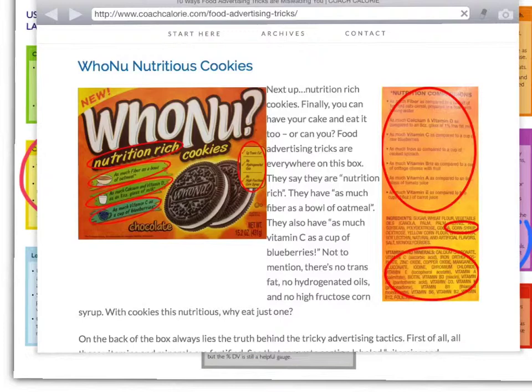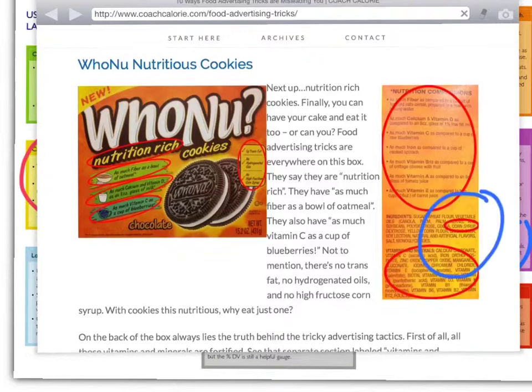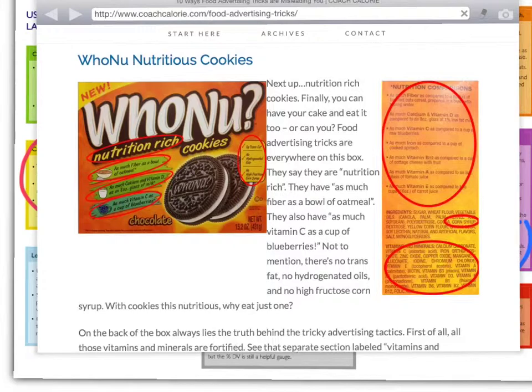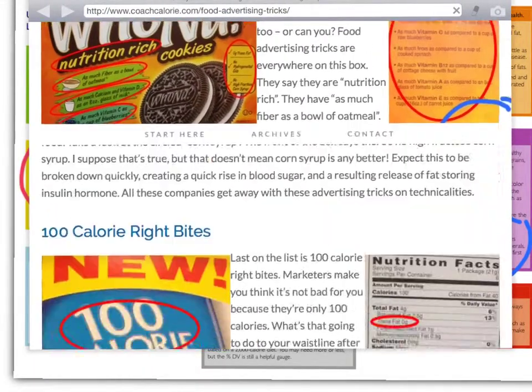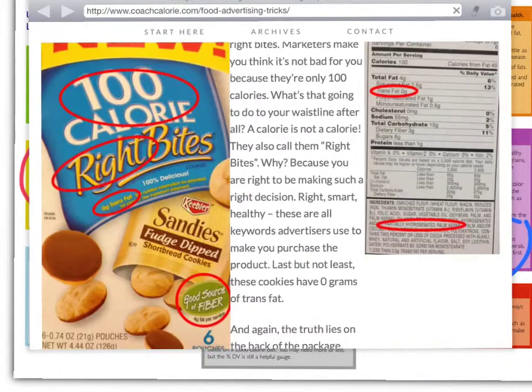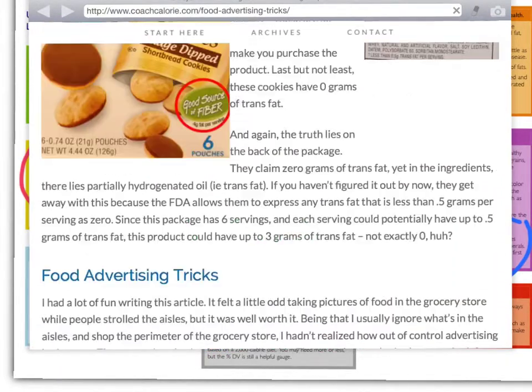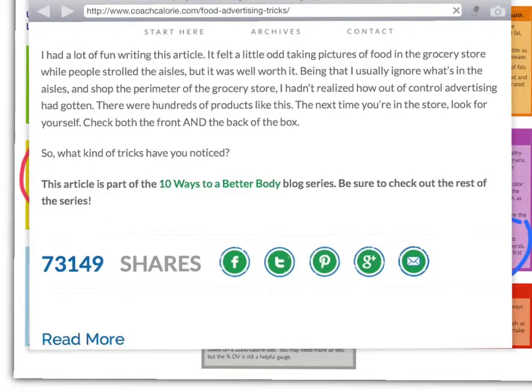Who knew nutrition-rich cookies? It talks about fiber and so on, but then when you look at their ingredients, corn syrup is mentioned, and I hope you saw the Food Inc. documentary. Corn syrup is deadly, and it's in the United States, and it's found in a whole lot of products. Sorry, just 2 seconds here. What else do we have? Yeah, right bites. See, all these things that you need to be careful about. These are all advertising tricks to get you to eat their products.